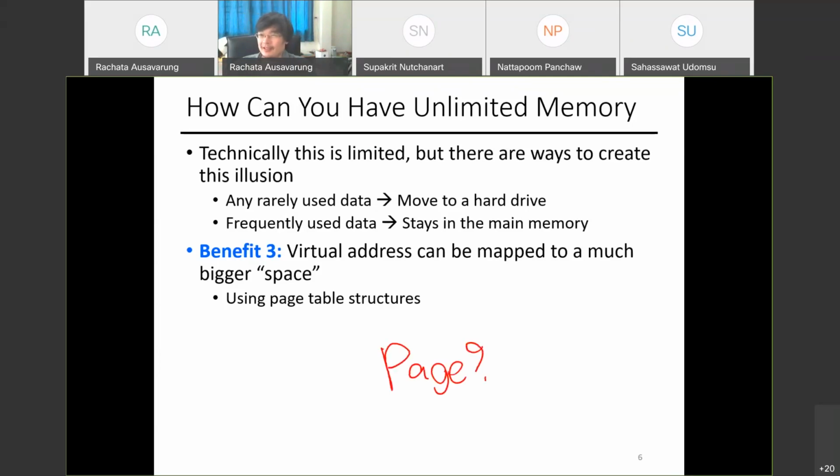What is a page of data? Anyone here have heard about this word before at all? Yes, no? Okay. Both types of answer. Awesome. So think of it this way. If I treat an address as a character in a book, right? What does the page contain in a book? I'm still in the book analogy.